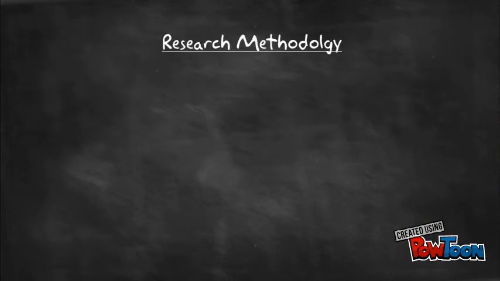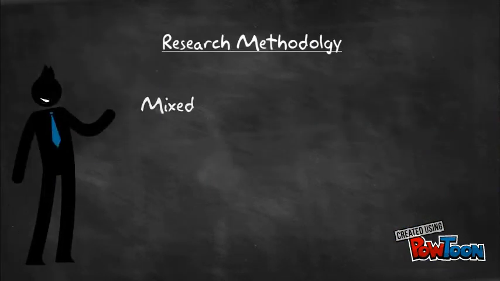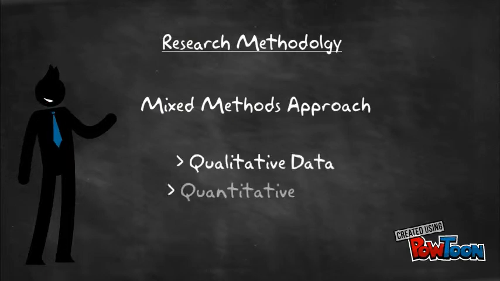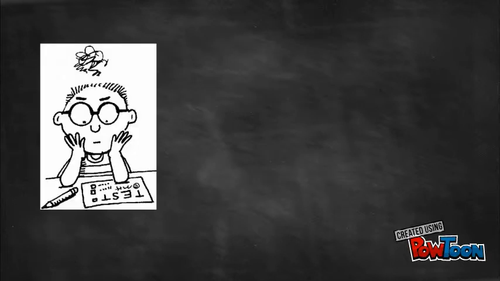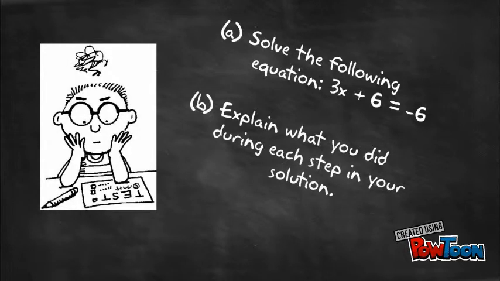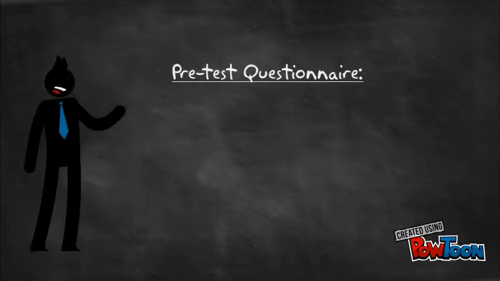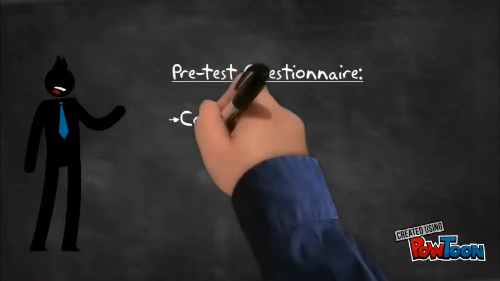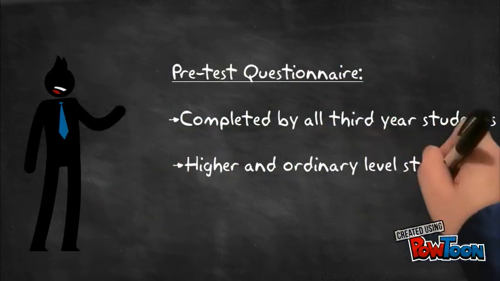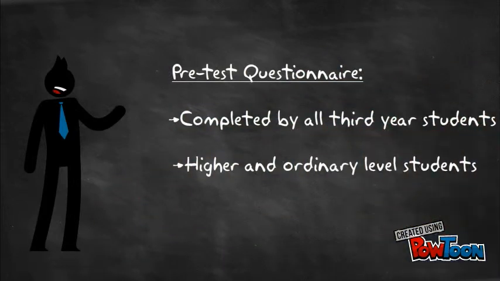This research project uses a mixed methods approach involving the collection of both quantitative and qualitative data. A pre-test questionnaire was developed containing 10 questions based on common misconceptions in algebra identified in the literature. This was administered to all third-year students at both higher and ordinary level as they had fully completed the algebra course at junior cycle.